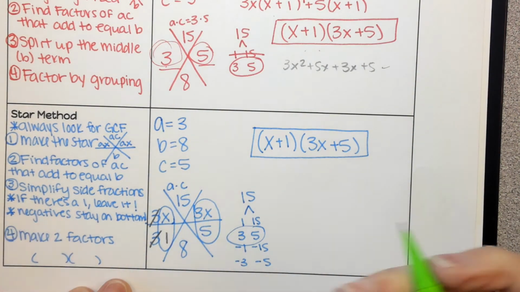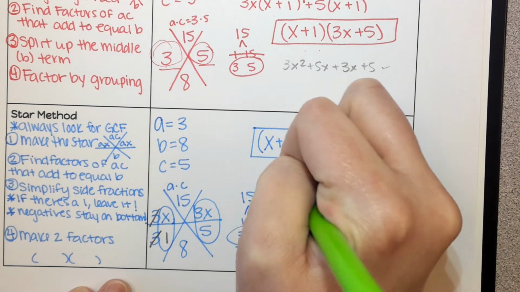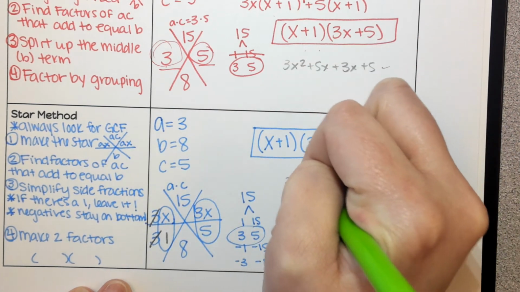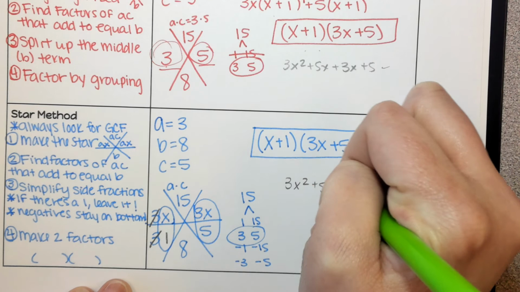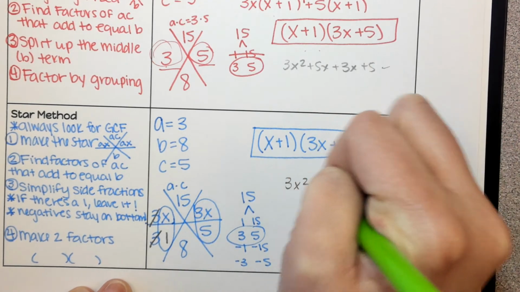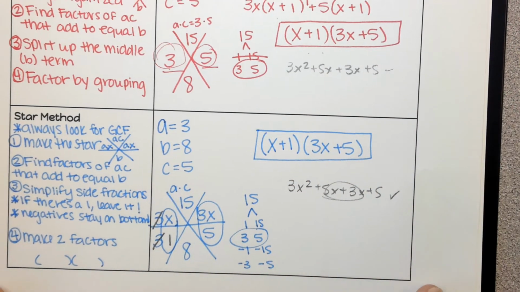Again, you can check your answer. X times 3x is 3x squared. X times 5 is 5x. 1 times 3x is 3x. 1 times 5 is 5. That does make 8x, and so that works.